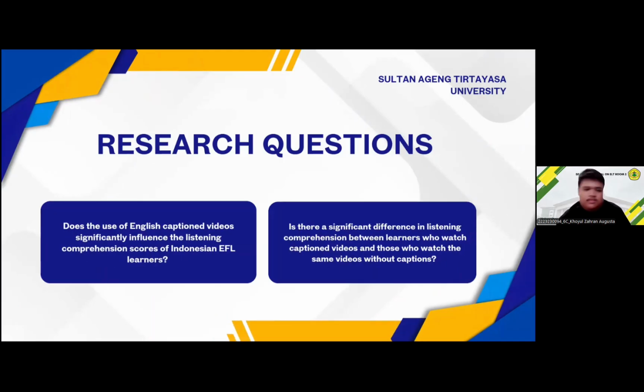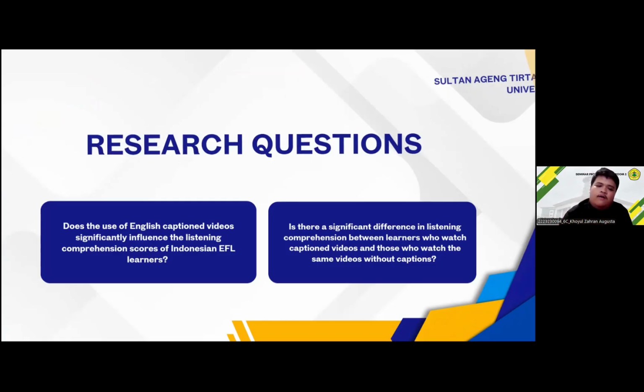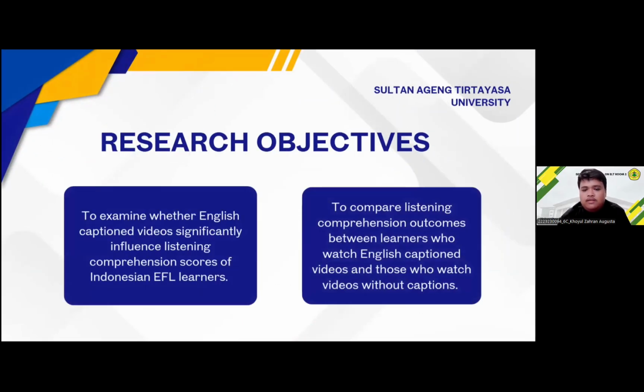Research question. Based on the problem, the study proposed two research questions. The first one is, does the use of English caption video significantly influence students' listening comprehension? Second, is there a significant difference between students who watch caption video and those who watch video without captions? And then the next one is research objective. The objectives of the study are to examine whether English caption video influences listening comprehension scores, and to compare the results between students who use caption video and those who do not. This aims to provide clear evidence of the effectiveness of caption video.